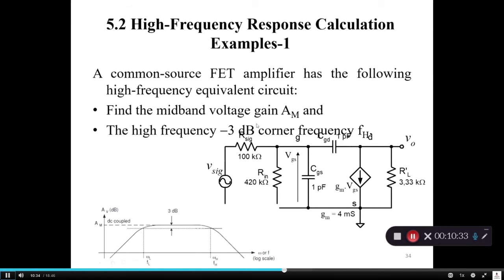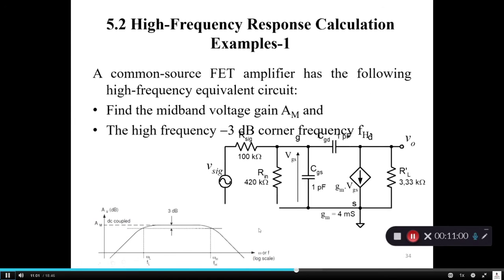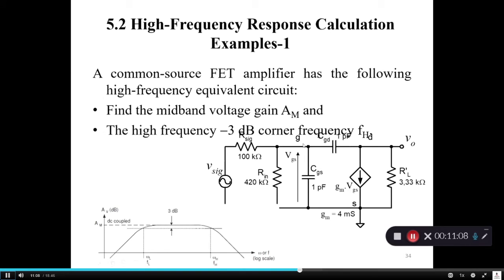Now calculate the high frequency. To calculate it, we will use the OCTC method, the open circuit time constant method, in which if we are considering any one capacitor, we replace all other capacitors with open circuits, then calculate the resistance looking from this capacitor, and then put the values in this formula. How to determine this is the circuit.